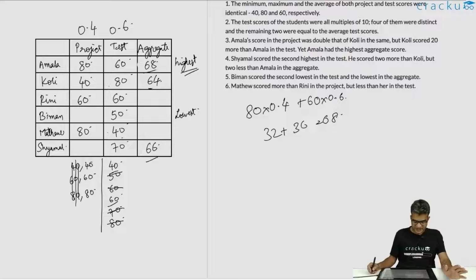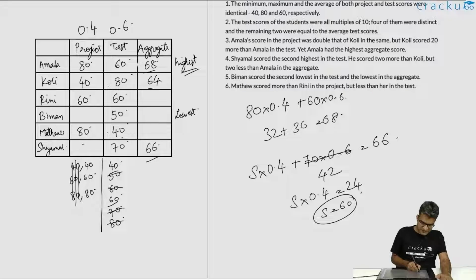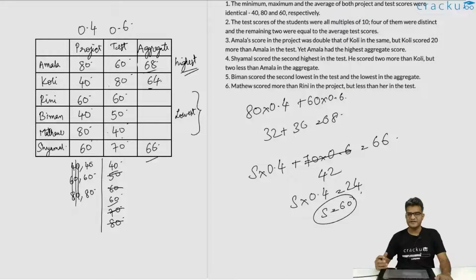So if you assume that Shyamal scored S in project, S into 0.4 plus 70 into 0.6 is equal to 66. 70 into 0.6 is 42. So S into 0.4 is equal to 24, or the value of S is equal to 60. So this is 60, this would imply 40. We can fill out the aggregate scores for the remaining people also, but we'll do it if it is necessary. Let us go ahead and answer the questions that follow.